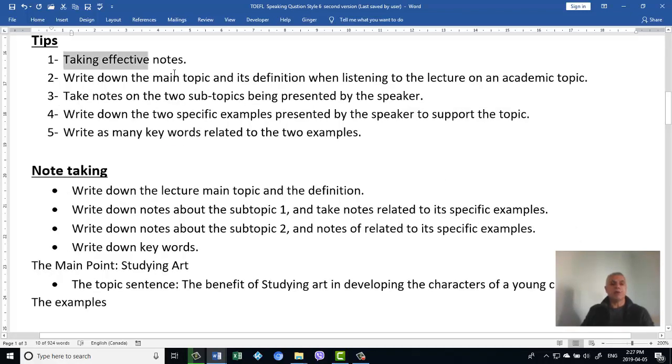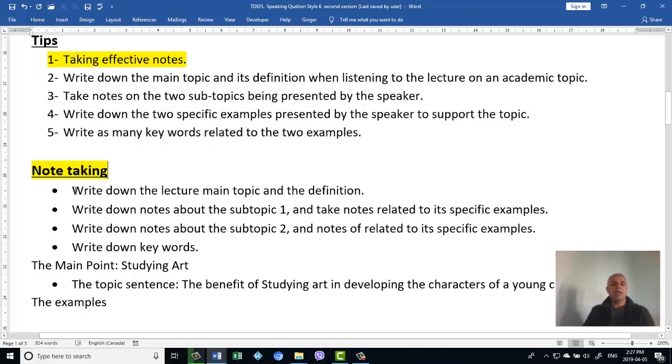Tips: taking effective notes is very important. Write down the main topic and its definition when listening to the lecture on an academic topic. Number 3, take notes on the two subtopics being presented by the speaker. Write down the two specific examples presented by the speaker to support the topic. Write as many keywords related to the two examples as you can. How are we going to take notes?